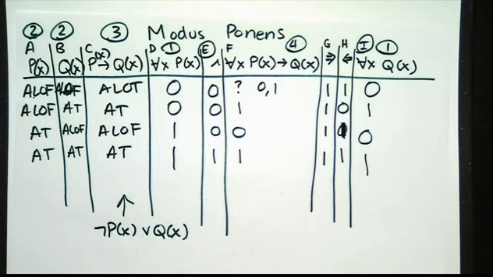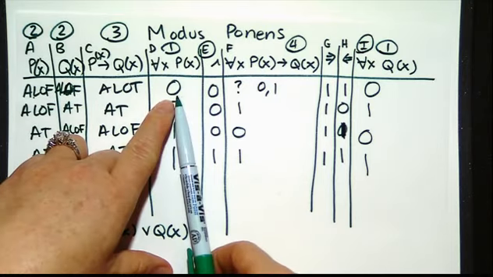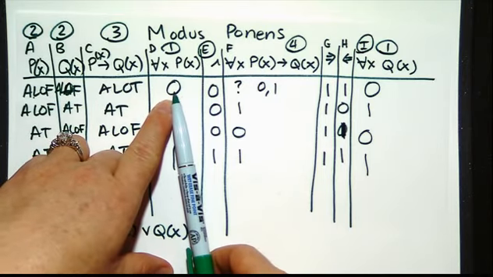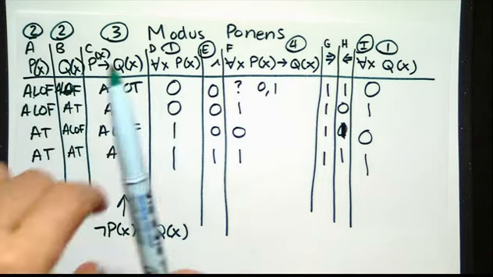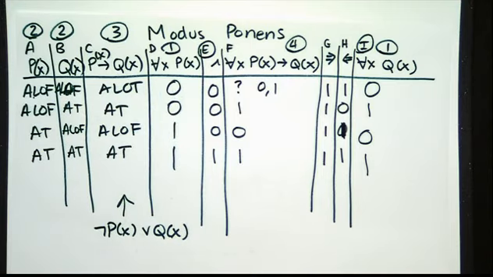Yes? How do you know that the AND on E is a 0 or not? Because there's a 0 over here. So if I AND a 0 with anything, I'm going to get a 0. We have a lot of values on here, I understand.